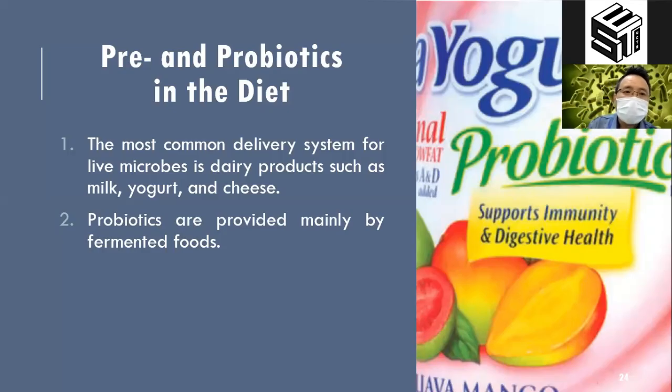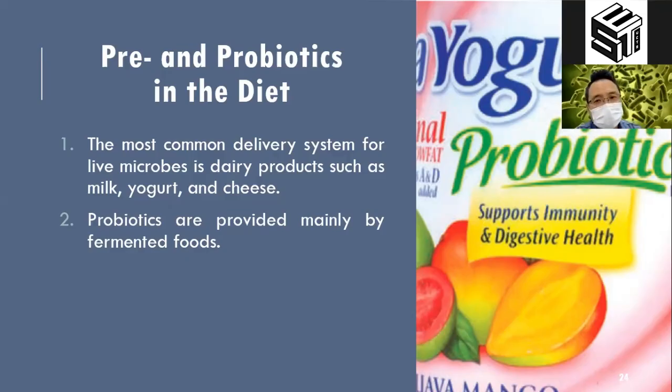Now, the most common delivery system for live microbes is dairy products, such as milk, yogurt, and cheese. And remember, probiotics are provided mainly by fermented food, such as yogurt and cultured milk. But not all fermented foods are considered probiotic, because to be considered probiotic, the fermented food must have beneficial bacteria, and the bacteria must be in large enough numbers that they can survive our harsh gastrointestinal conditions and be able to colonize our colon.